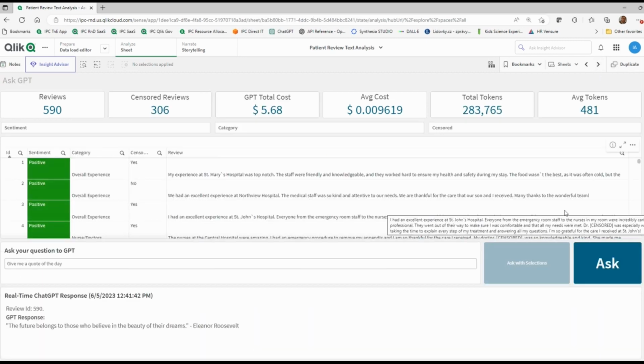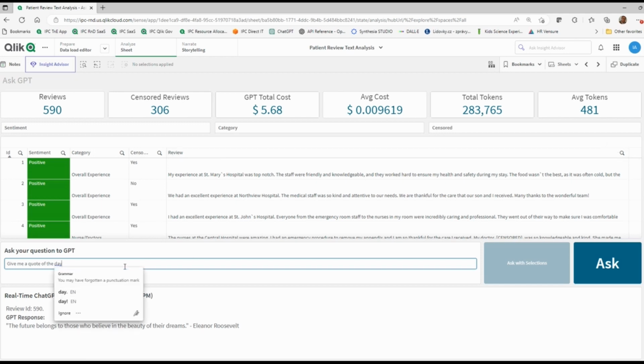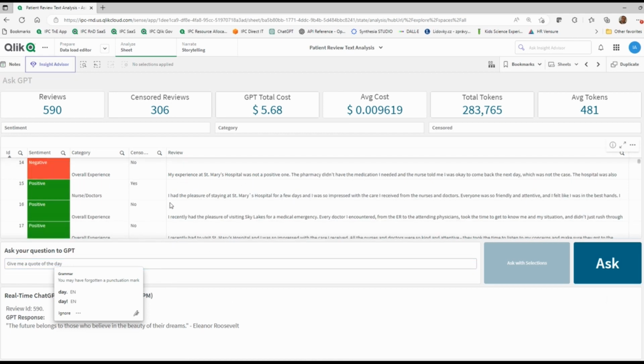We also included a sort of ChatGPT inside the Qlik application, and we have two flavors. We can ask a general question that is not related to the data. For example, I did this before: give me a quote of the day, and it just gave me the quote of the day. This has nothing to do with this data. Or I can ask what is HCAHPS, etc. Or I can select the data. I can select one row and I can have a review.